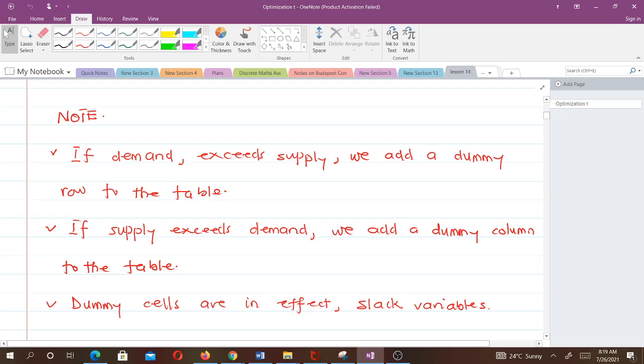If demand exceeds supply, then we add a dummy row to the table. And if supply exceeds demand, then we add a dummy column to the table. In reality, the dummy cells are what we call slack variables, just like from when you start solving using the simplex algorithm, you know what slack variables are.